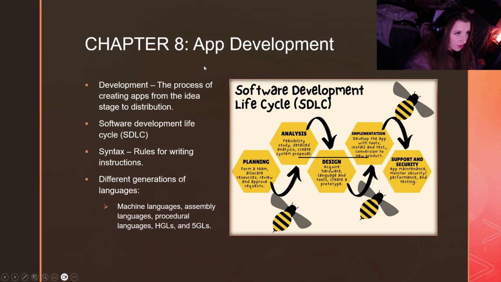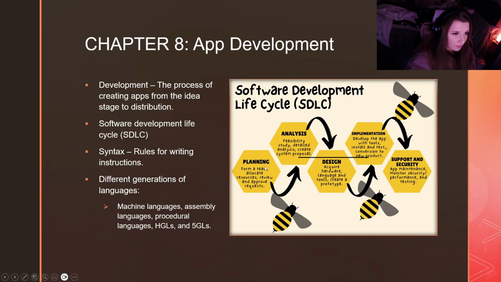The first chapter is chapter 8. This is one on app development. Development is the process of creating apps from the idea stage to distribution. I also learned about the software development lifecycle, which is also called the SDLC. I created a little diagram on the right in Canva on the different phases.